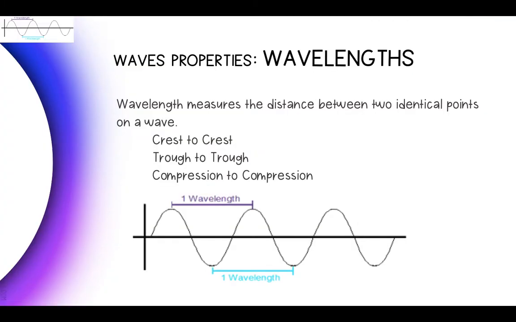All right, wave properties. So we're going to talk about the four main properties of waves. The first one is wavelength. Wavelength measures the distance between two identical points on a wave. So it'll measure it either from here to here, which are called crests.